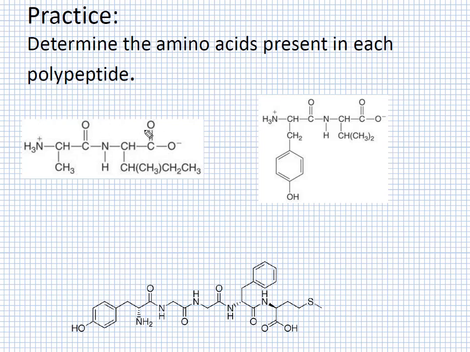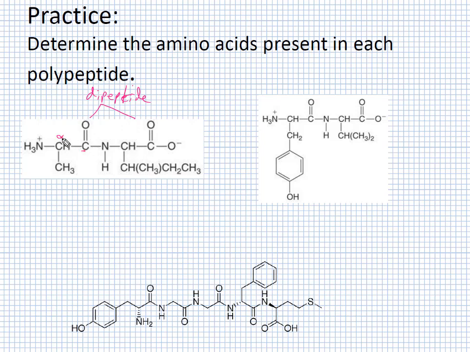We have two carbonyls sticking out. That means it's a dipeptide. Right? So for starters, we know it's a dipeptide. It says here polypeptide, but this is a dipeptide. Dipeptide, right? Two different carbonyls sticking out.